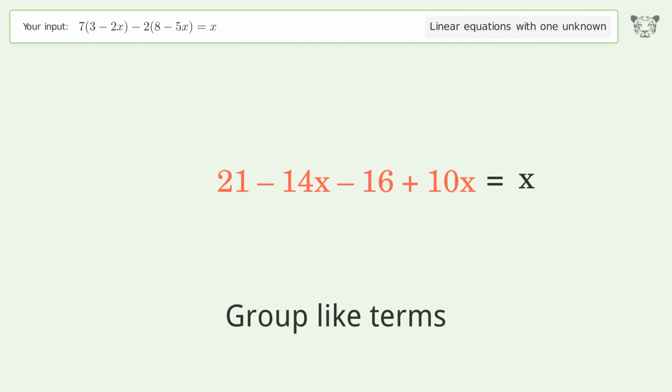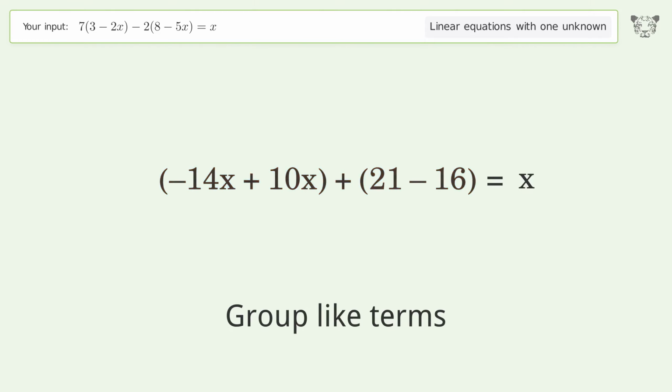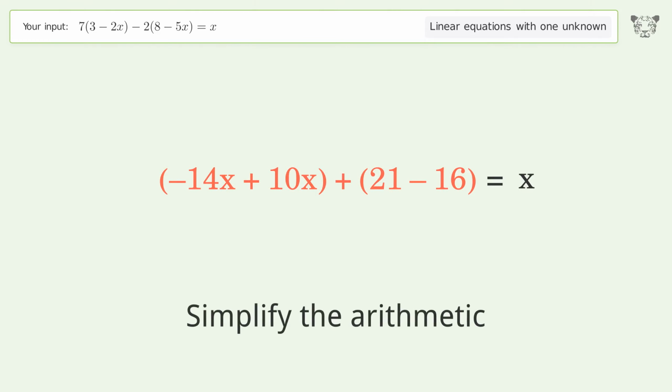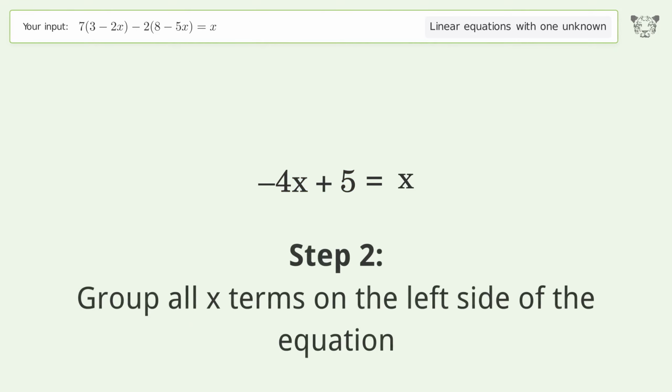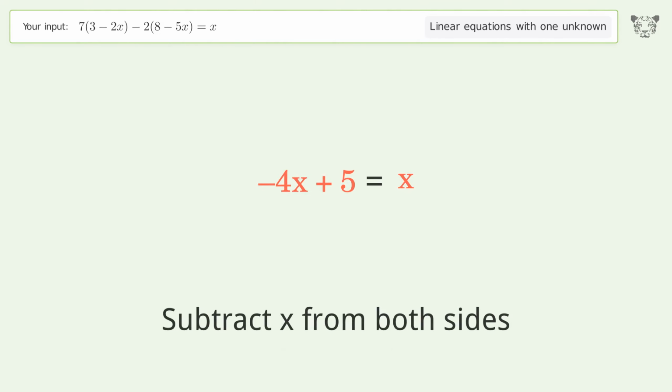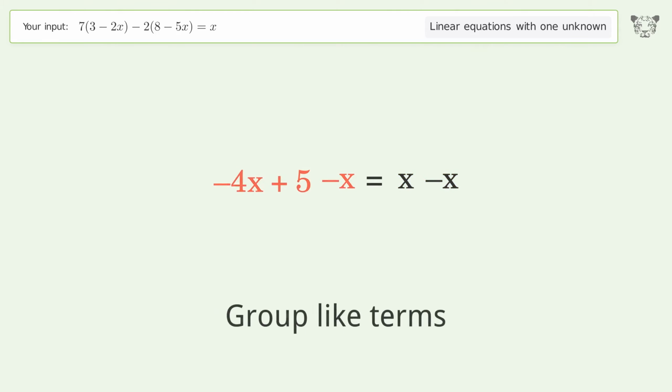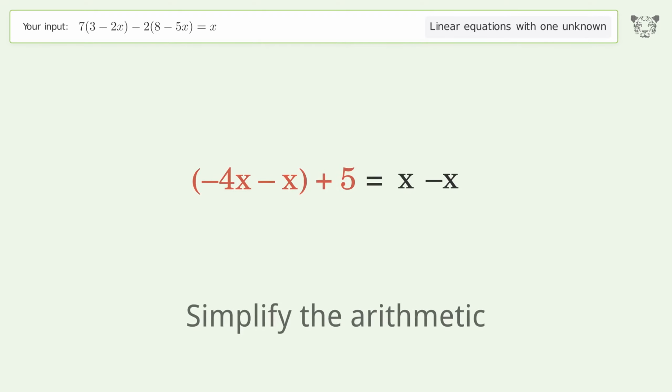Group like terms. Simplify the arithmetic. Group all x terms on the left side of the equation. Subtract x from both sides. Group like terms. Simplify the arithmetic.